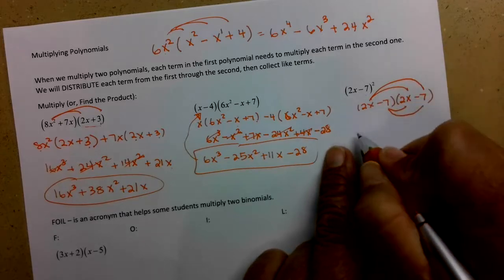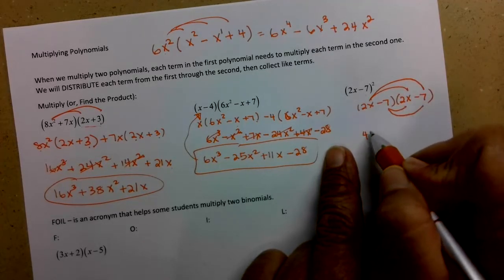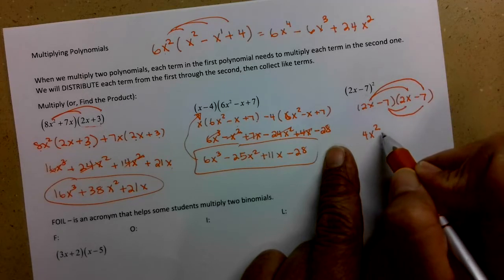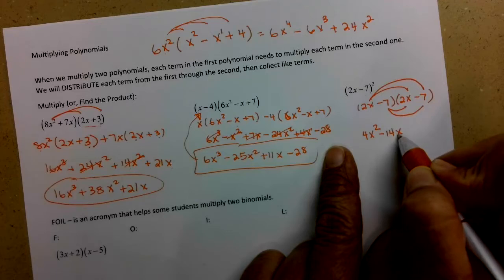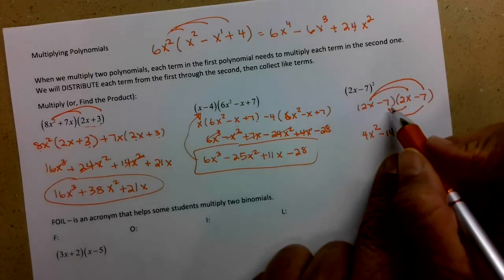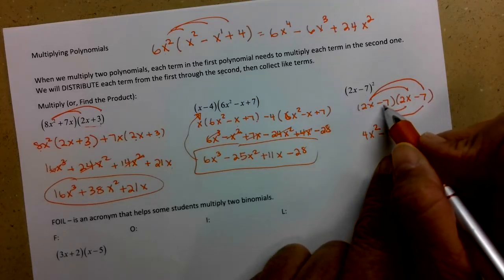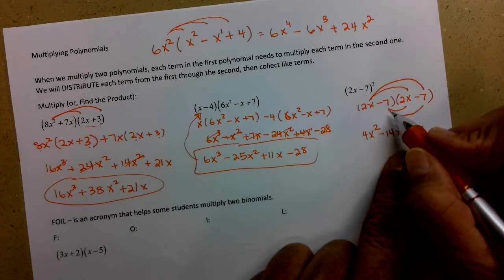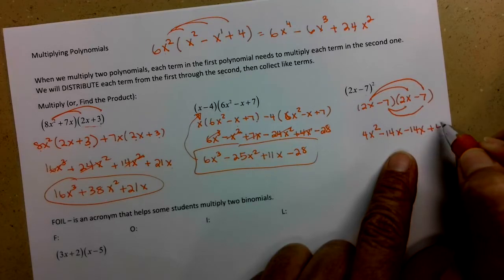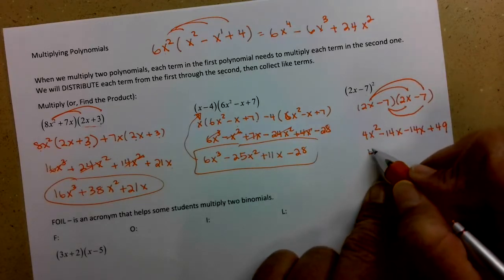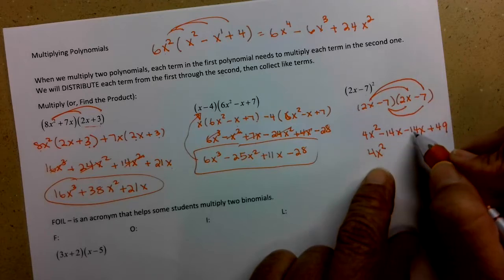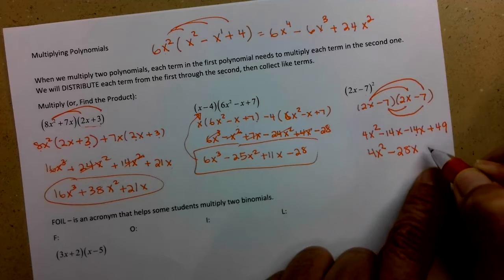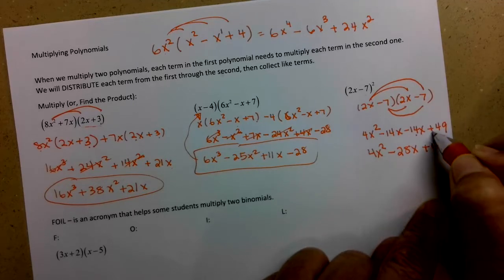So here goes the 2x. 2x times 2x is 4x squared, and 2x times negative 7 is minus 14x. So the 2x has gone through. And now the negative 7 is going to do that. Negative 7 times 2x, there's another negative 14x. And negative 7 times negative 7 is plus 49. So 4x squared minus 28x plus 49.